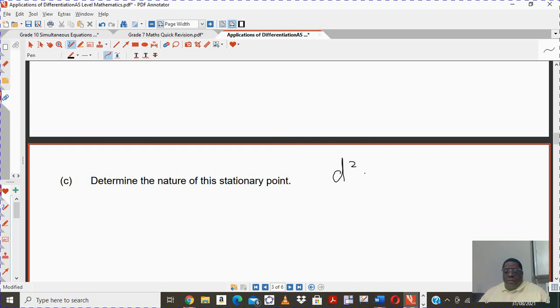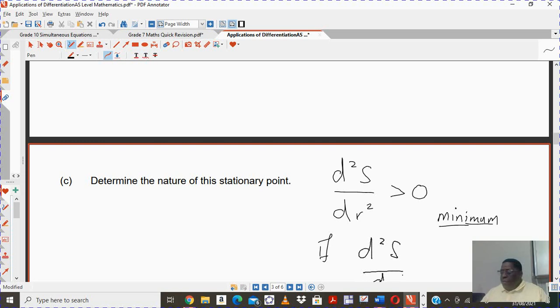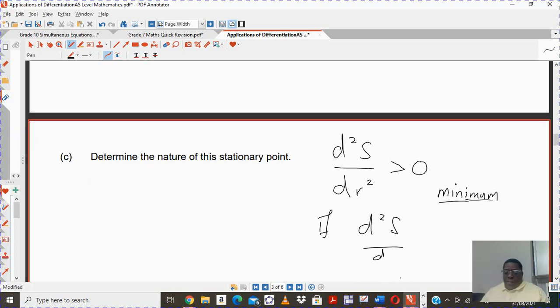d squared s over d r squared. If that value is greater than 0, like a positive number, then the nature of the stationary point will be a minimum. If the second derivative is less than 0, then the nature of that stationary point will be a maximum.